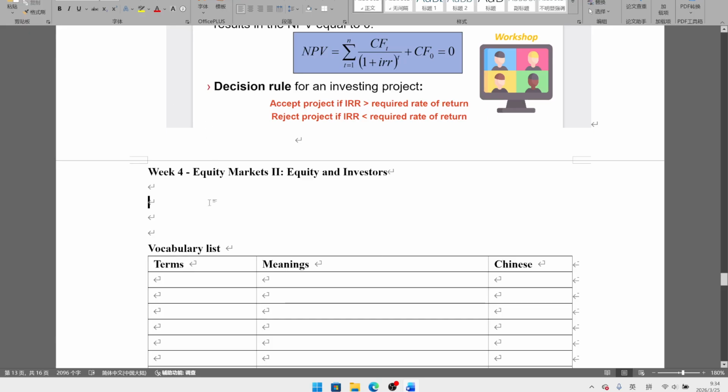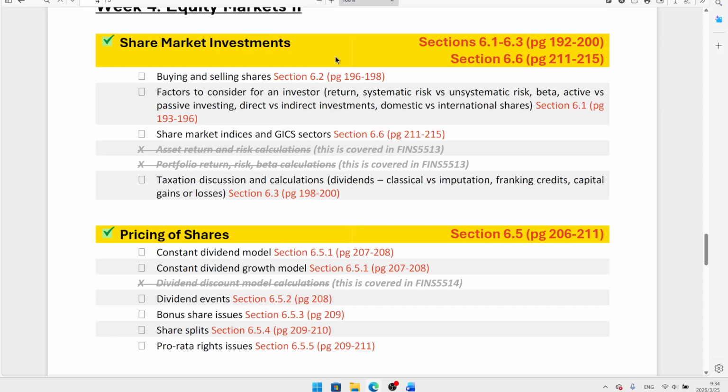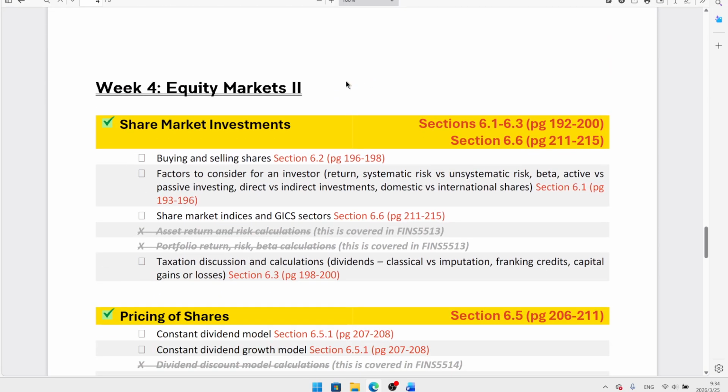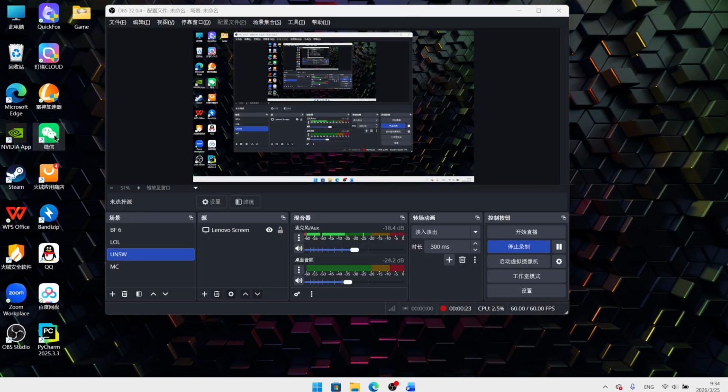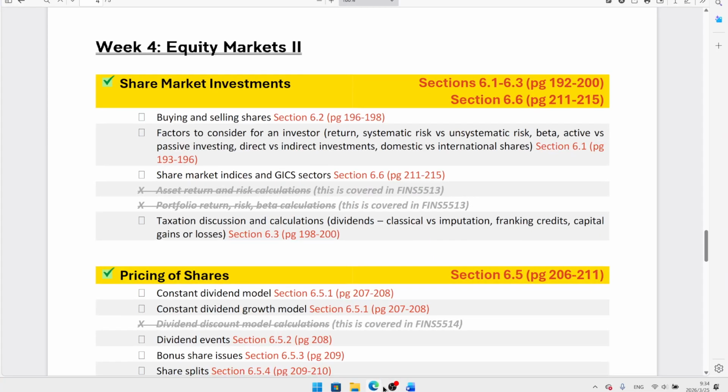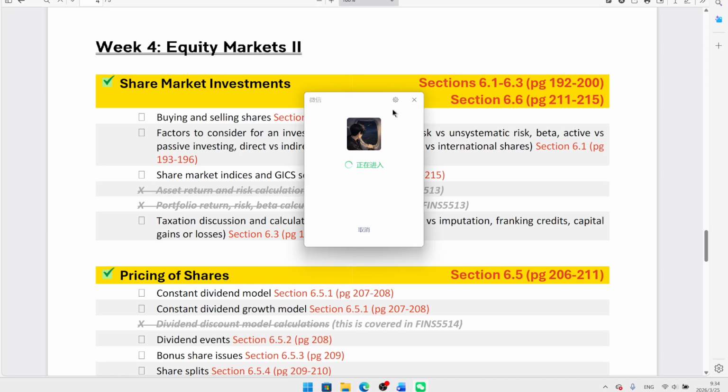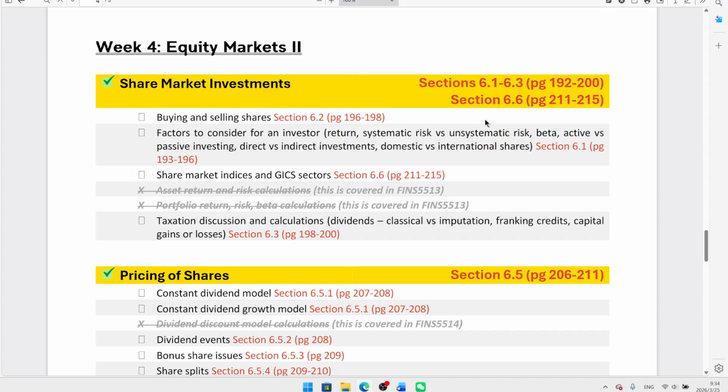Now it's week 4, Equity Market 2, equity and investors. Let's continue. The first one is our textbook outline. Sorry, my bad, I forgot to open WeChat for the screen share, but we can find it here. The share market and investors: buying and selling shares, factors to consider for an investor: return, systemic risk, unsystemic risk, beta, active versus passive investor, direct and indirect investor, share market index.